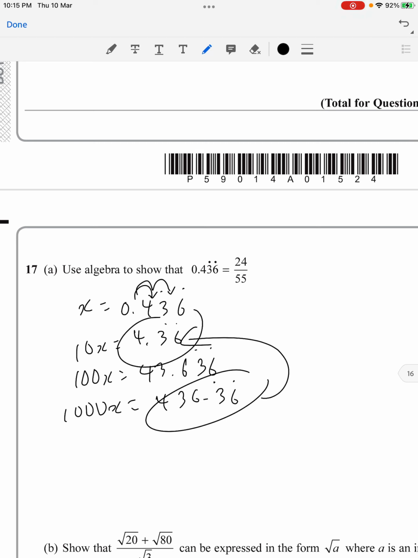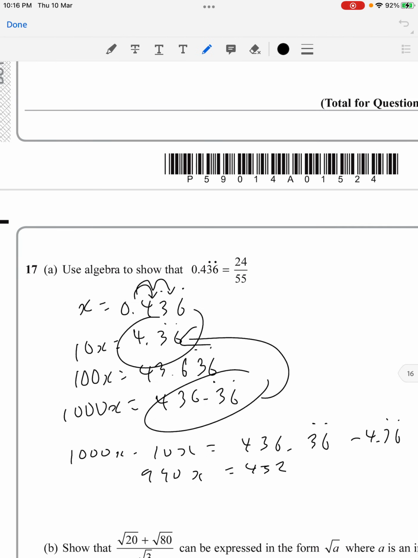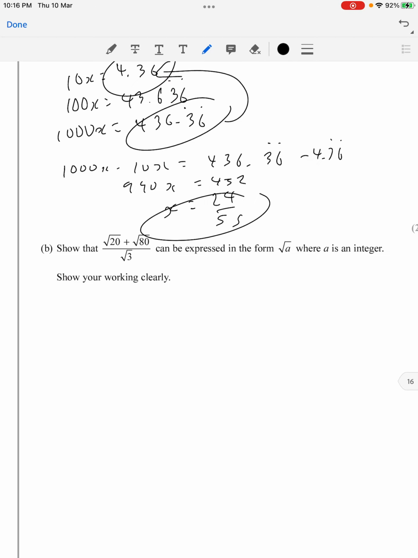This is matching to 2 decimal places, and we have 1000x minus 10x is equal to 436.36 minus 4.36. Do your basic subtraction, and you should be getting 990x is equal to 432. You should be getting your answer as x is equal to 24 by 55, as simplified as you can. Surds is a very awesome topic too.